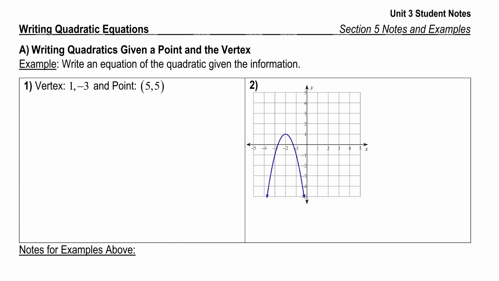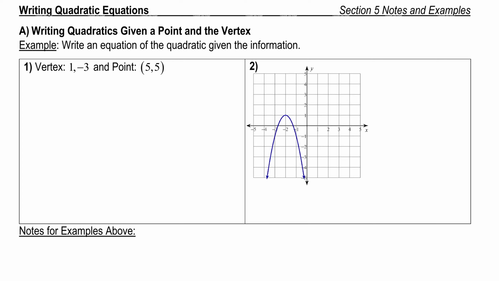And this video is Unit 3, Section 5, all about writing quadratic equations. Section A is just writing quadratics given a point and the vertex. So I want to write an equation of a quadratic given the information. It gives me the vertex, which should be in parentheses, and it gives me a point, just a random point on the graph.